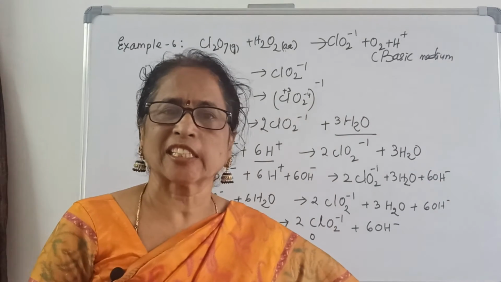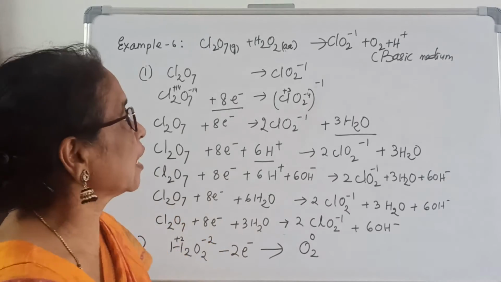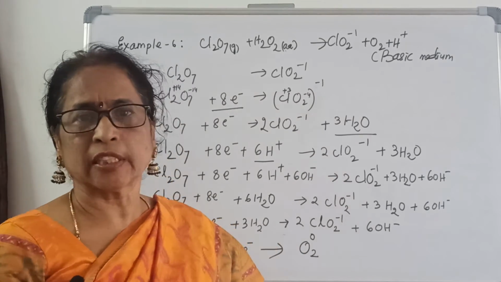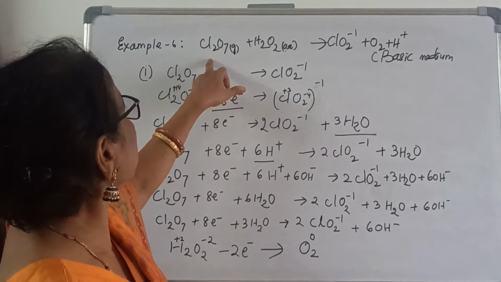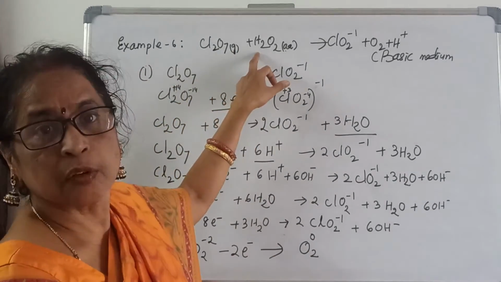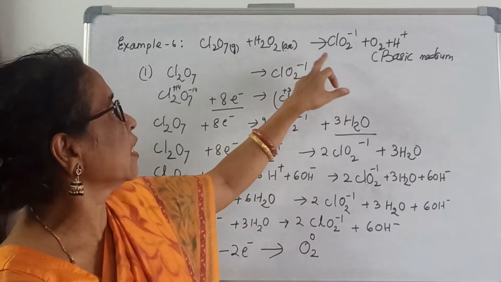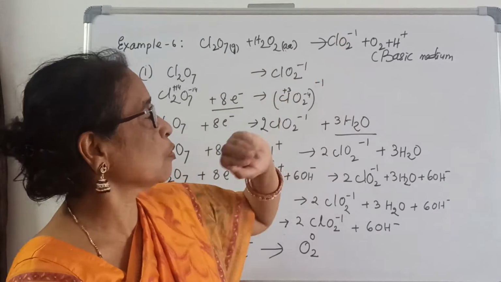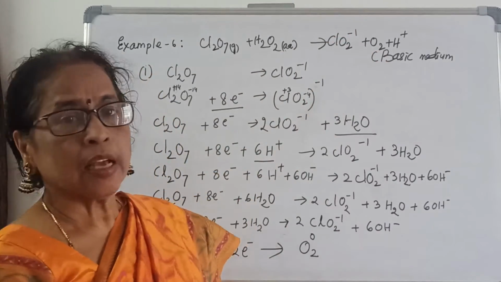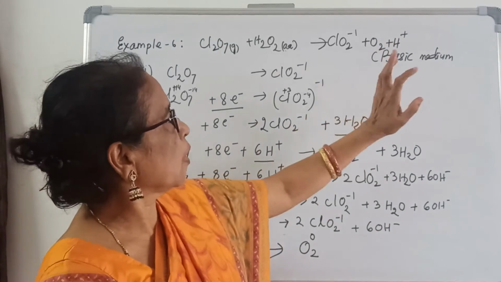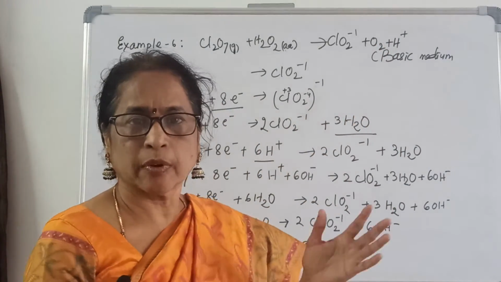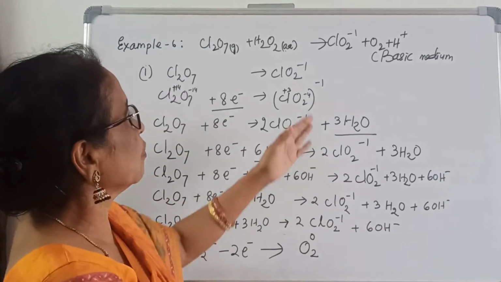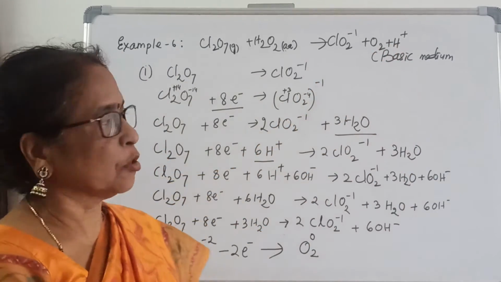Now see, this is example 6, where it is basic medium. The question is, in basic medium, how can you balance? Here Cl2O7, with hydrogen peroxide, gives ClO2 minus, water and H plus. Leave the H plus because basic medium is given. Lastly, we will check after addition of both half reactions whether H plus is on this side or not.